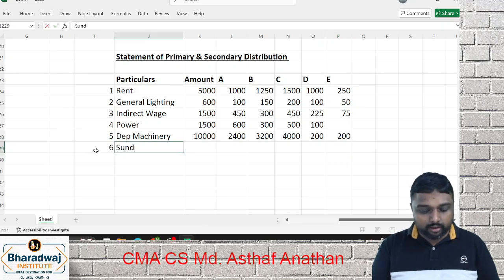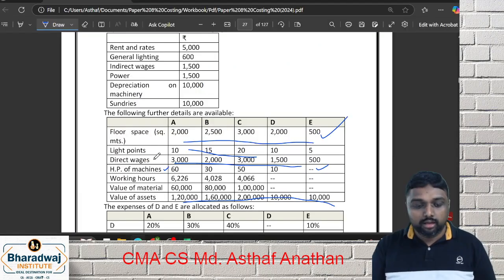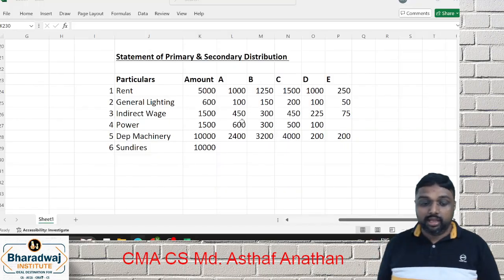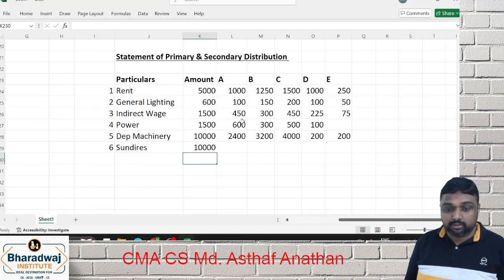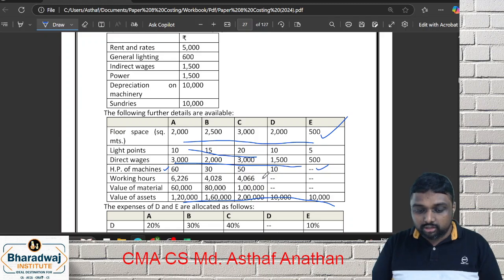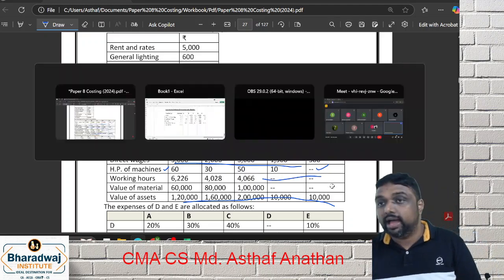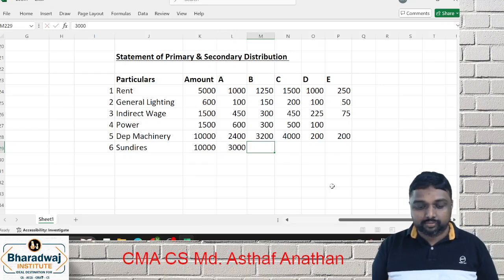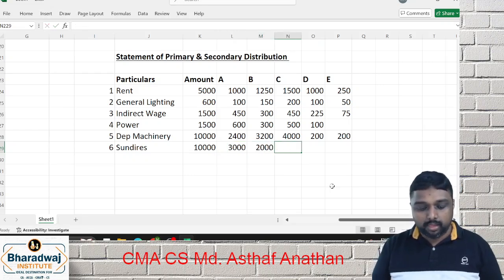Next we have sundries. Sundries is a common item. We can take it on the basis of what? Direct wage. Direct wage is best. Working hours is given for the recovery purpose. You can do it for that, because working hours is not there in this case. You can go for direct wage. What is the apportionment, friends? 3,000, 2,000, 3,000, 1,500.